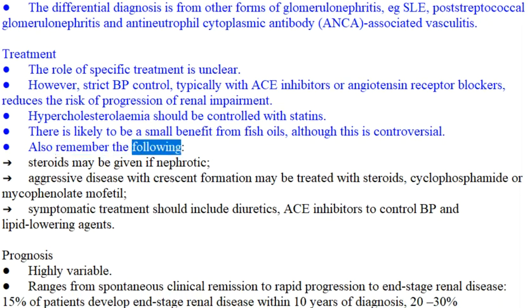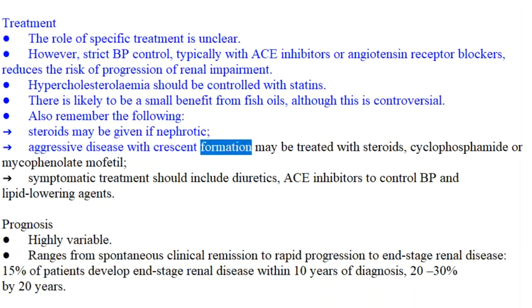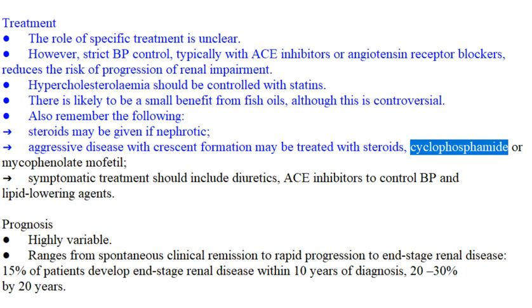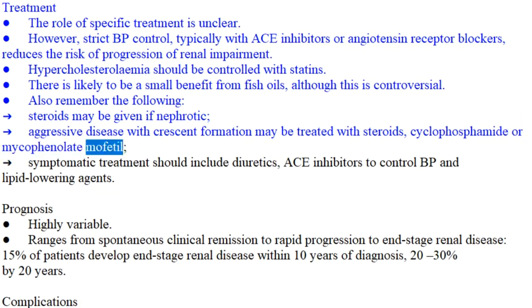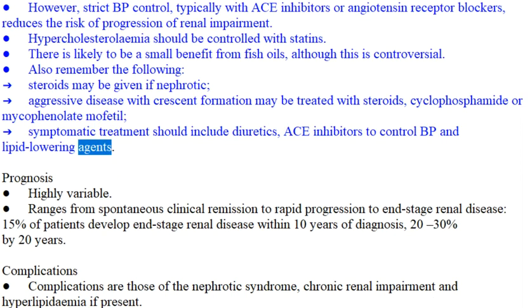Also remember the following. Steroids may be given if nephrotic. Aggressive disease with crescent formation may be treated with steroids, cyclophosphamide, or mycophenolate mofetil. Symptomatic treatment should include diuretics, ACE inhibitors to control BP and lipid-lowering agents.